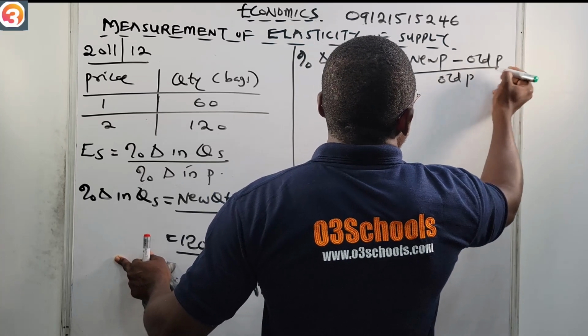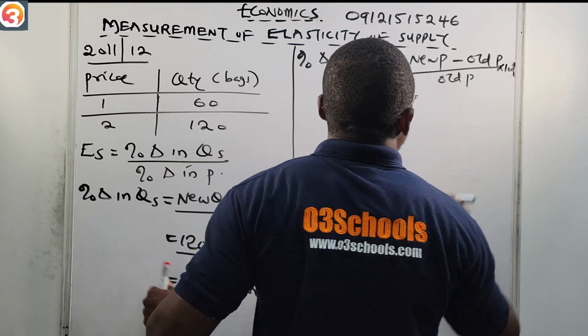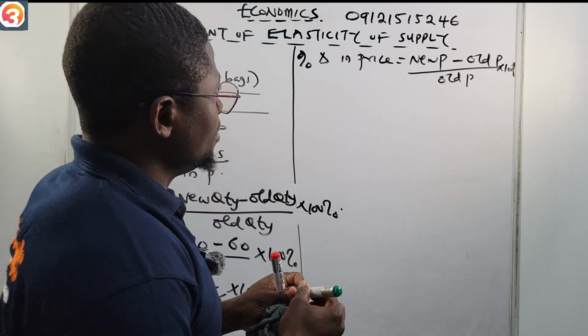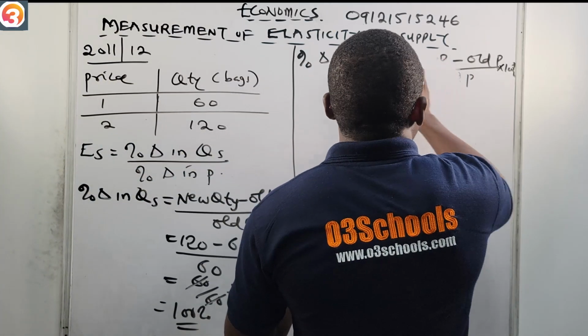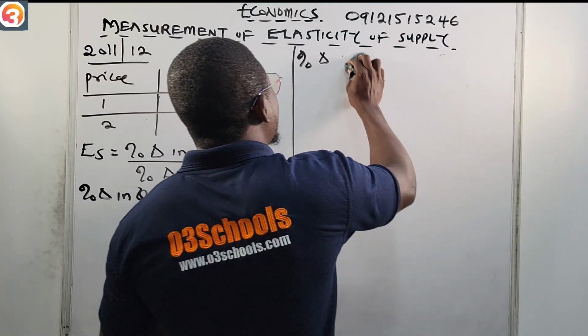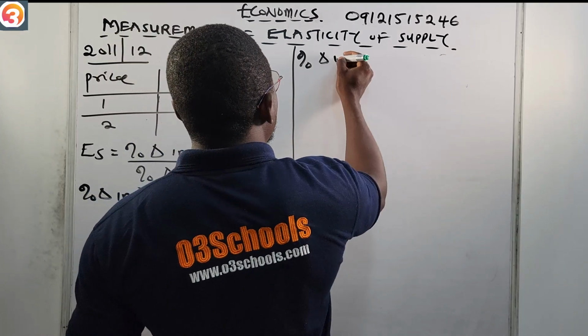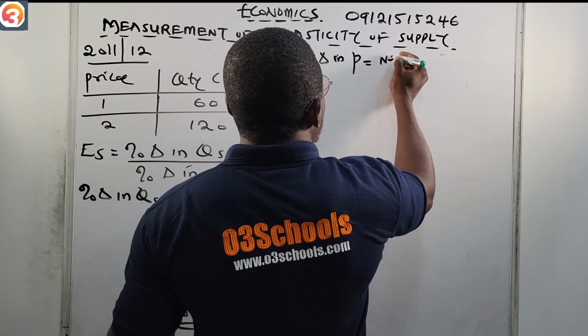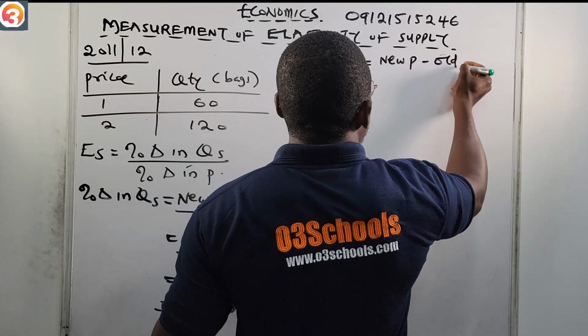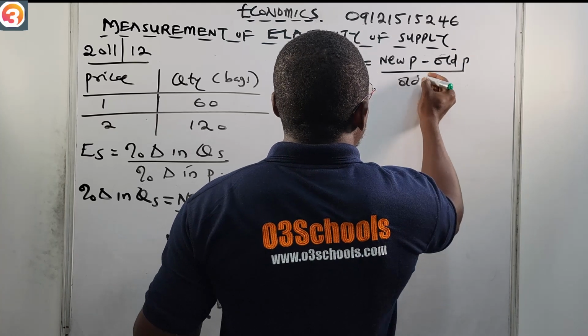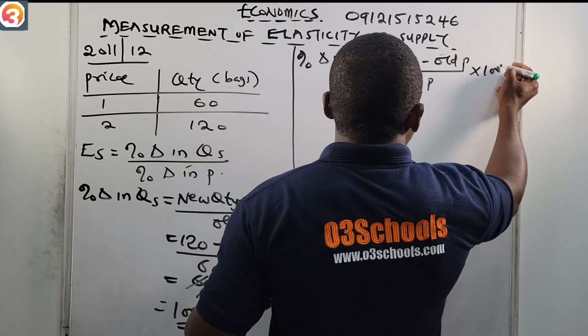Old price, then times 100%. Okay, please take note of that there. But let me write it out well before someone will say, what is this we're redoing? Okay, percentage change in price is what? New price minus old price, over old price, then times 100%.